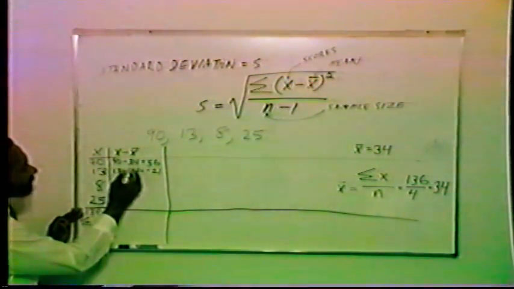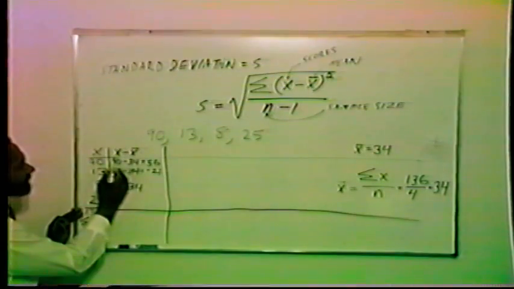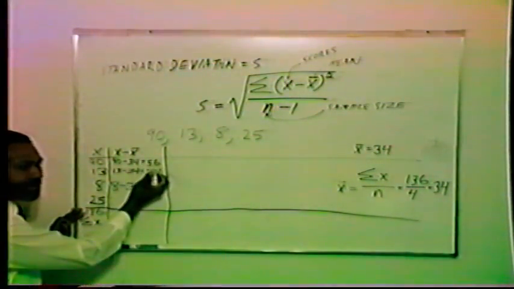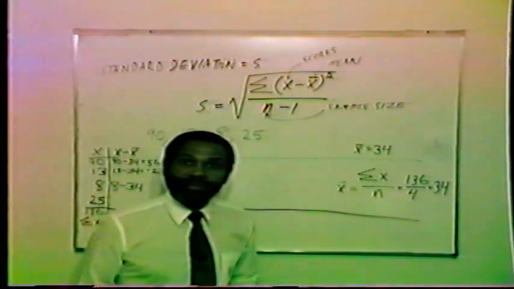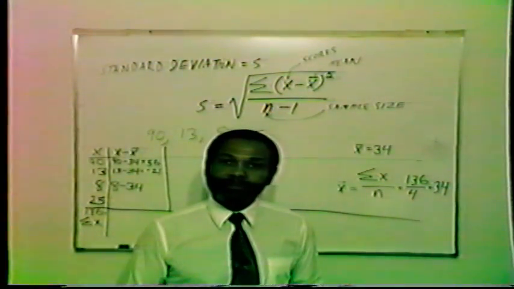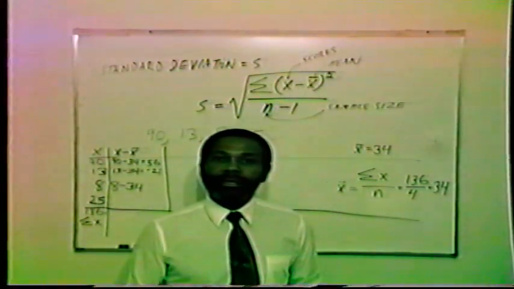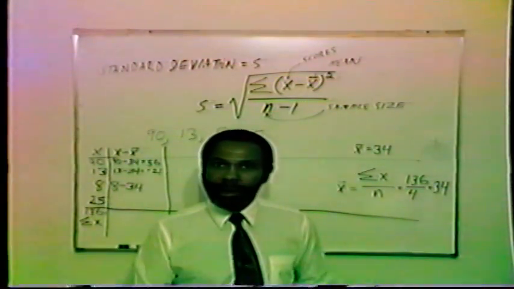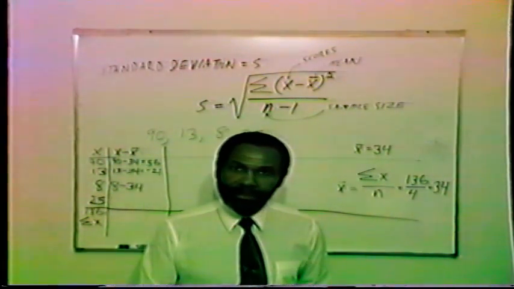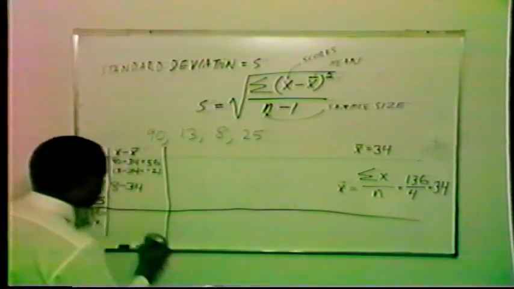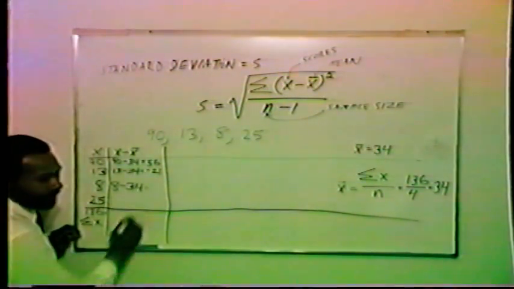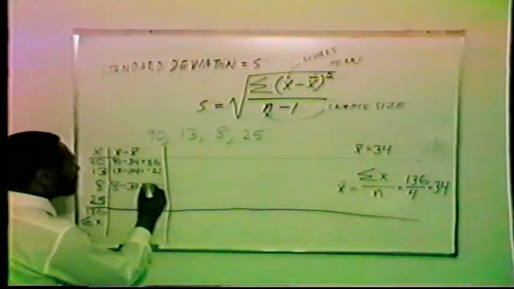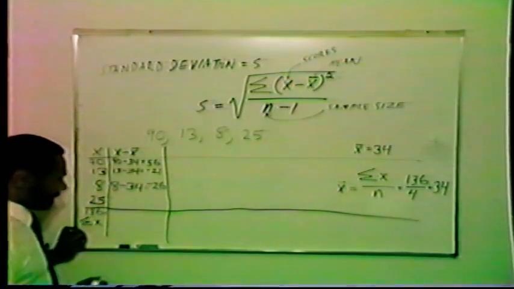The mean for the first number, the mean was 34. The score was 90. 90 is above or larger than 34, so I got a positive number. So that indicates that if a number is larger than the mean, when you subtract the mean from it, you're going to get a positive number. If a number is smaller than the mean, when you subtract the mean from it, you're going to get a negative number. So I would have 8 minus 34, and that gives me what? If you said negative 26, you're right.